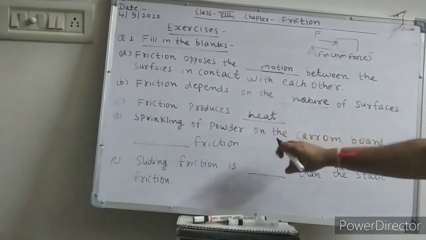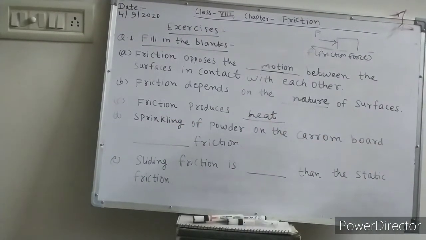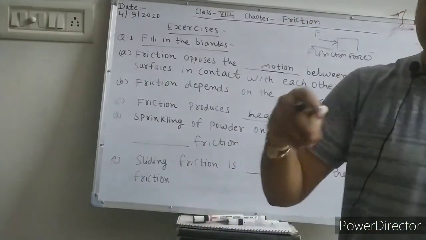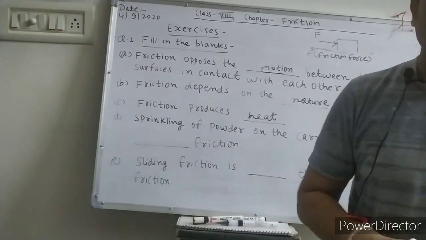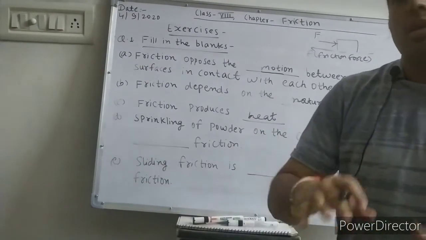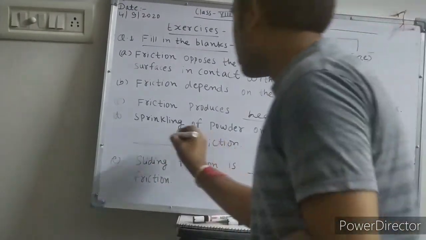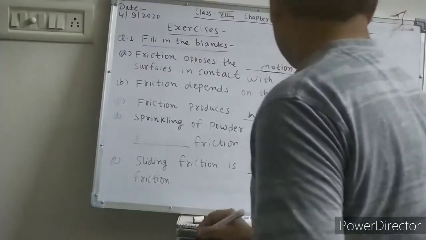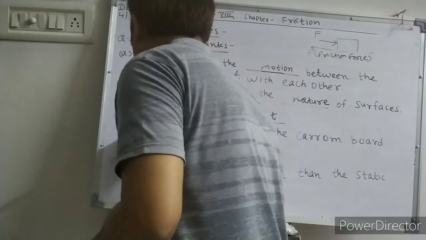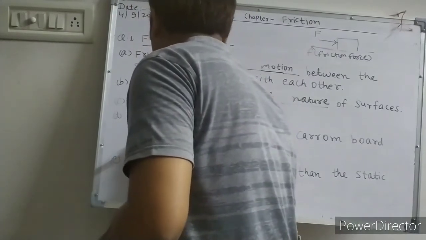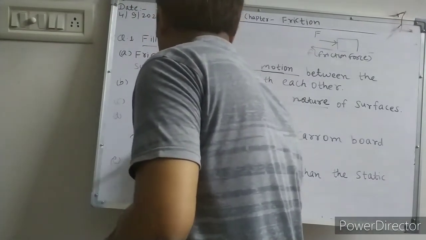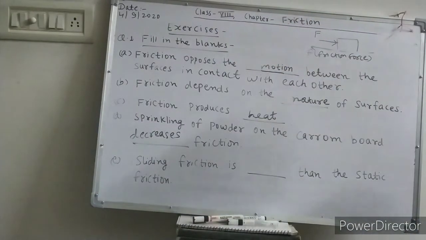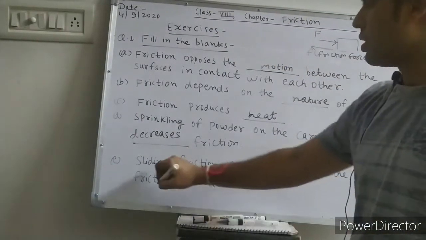Sprinkling of powder on the carom board. Why are you sprinkling the powder on the carom board? Because for less friction. So here the answer is decreasing friction. For decreasing friction. So powder will decrease the friction in the carom board.